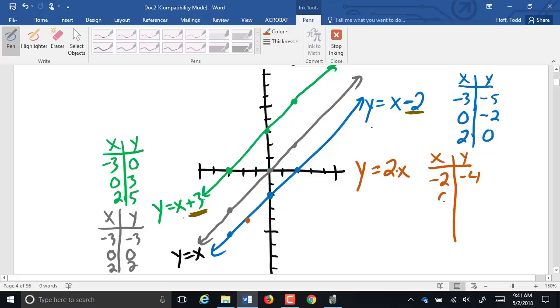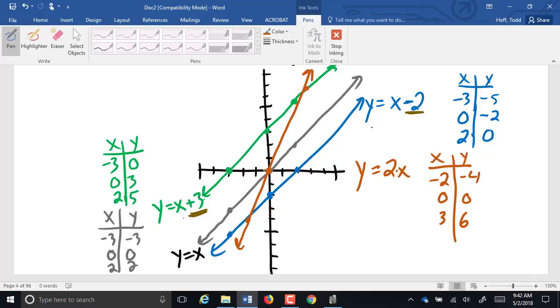If x were 0, what's y have to be? 0. 2 times 0 is 0. That's the origin. So we're back to going through that origin at the center of the graph. And if x were 3, what's y have to be? 2 times 3 is 6. We got 3, 6, right there. So we're back to going through the center, through the origin. What's changed about it? It's steeper. We've changed the angle of it.